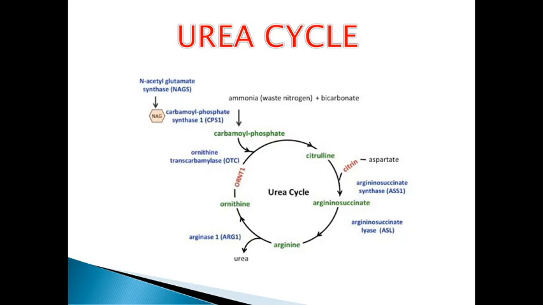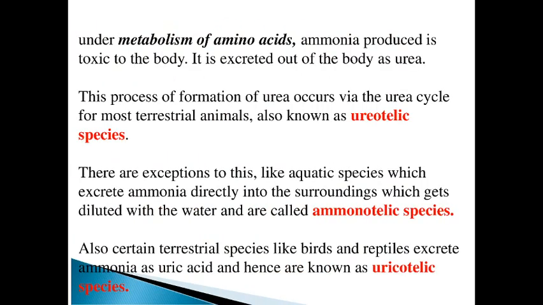In this lecture, we'll see about formation of urea. That is how the urea is formed from the nitrogenous waste material in the body of an organism. Under metabolism of amino acids, ammonia produced is toxic to the body. It is excreted out of the body as urea.